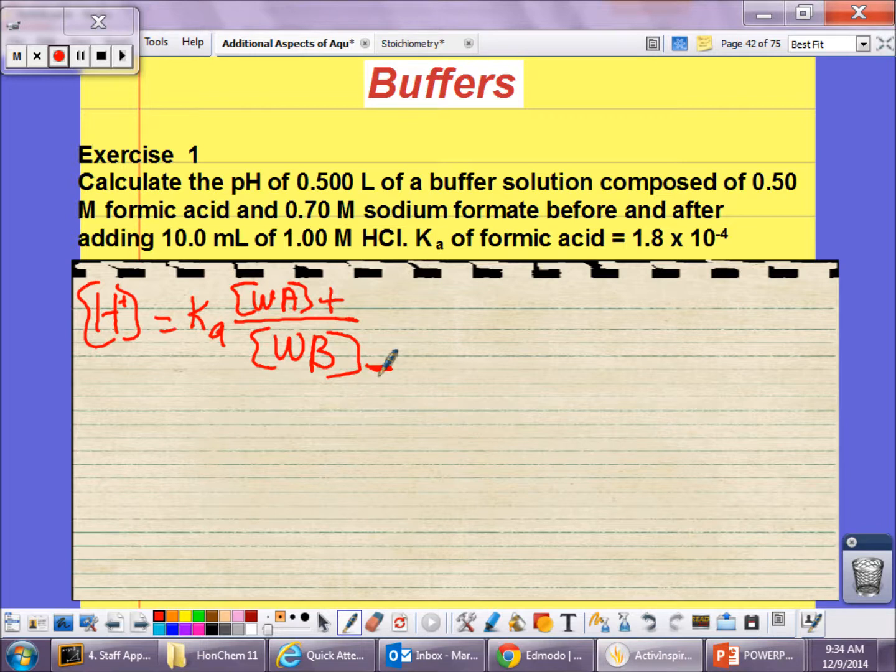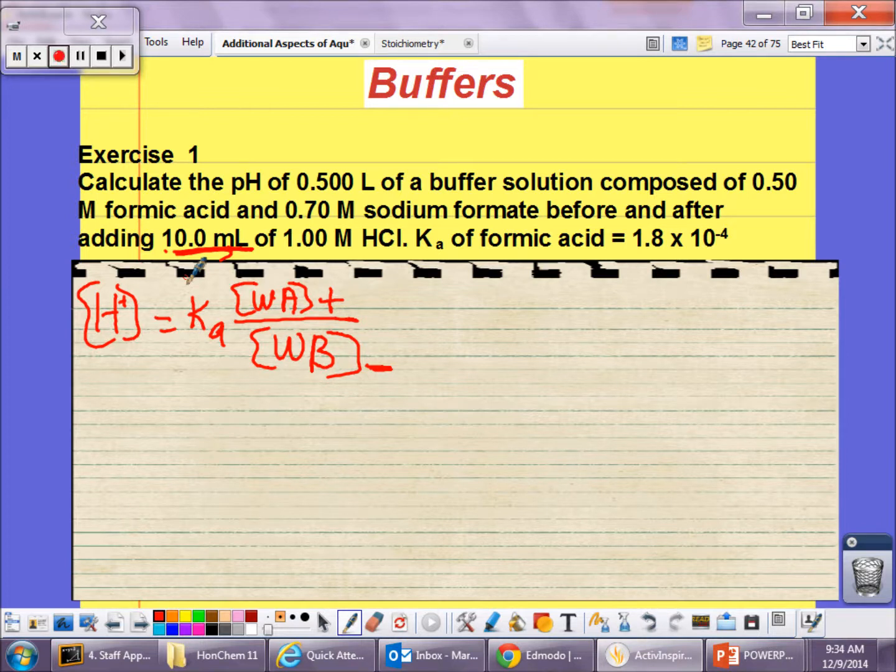Whenever you start adding to your buffer, I need for you to use moles here, not molarity. Let me tell you why. We are here to help you make things easier, not harder. The reason you have to go to moles is that you are adding volumes to whatever you have here. You are diluting. You are changing the concentration.